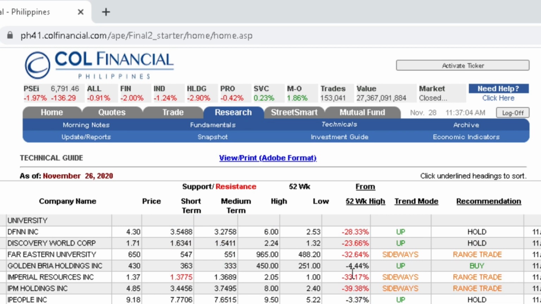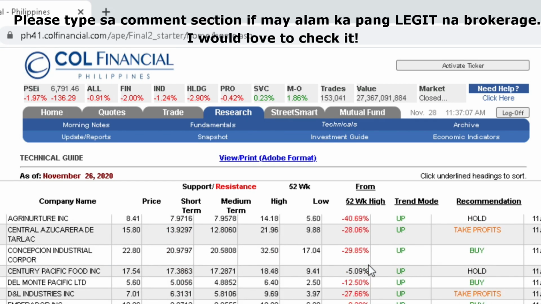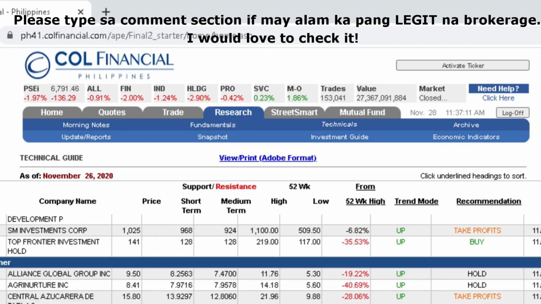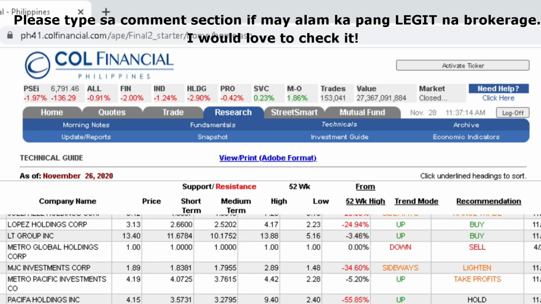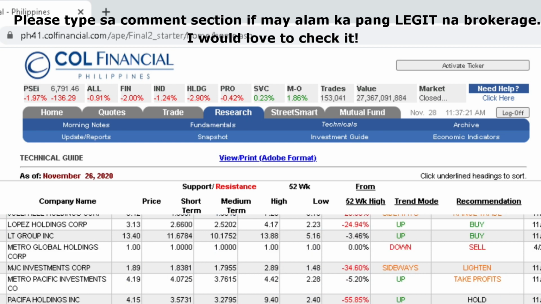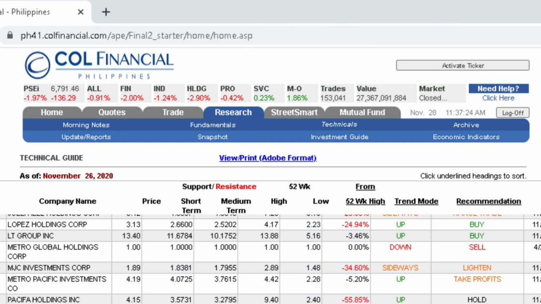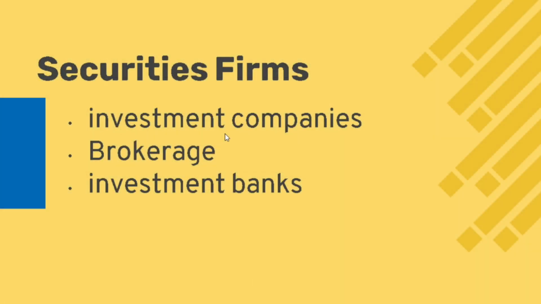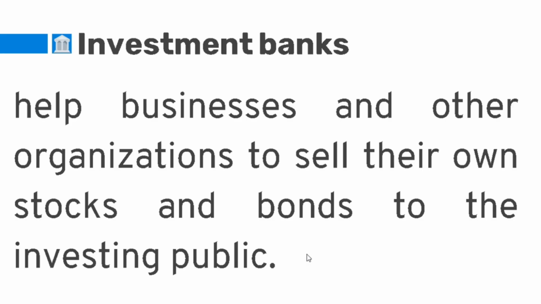COL is just one. Marami pang brokerage companies or businesses na nag-offer ng ganito. So, they will show you yung mga dapat mo na pag-investan, ano yung mga pataas, ano yung mga pababa. So, this is for the brokerage. So, we're done with the investment companies and the brokerage. So, let us now proceed to the investment banks.